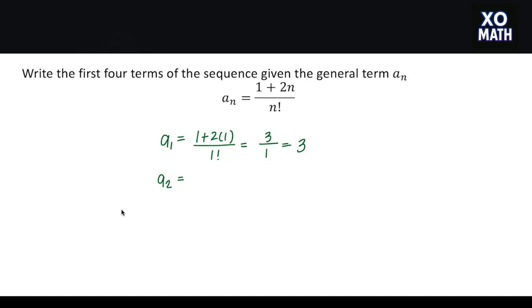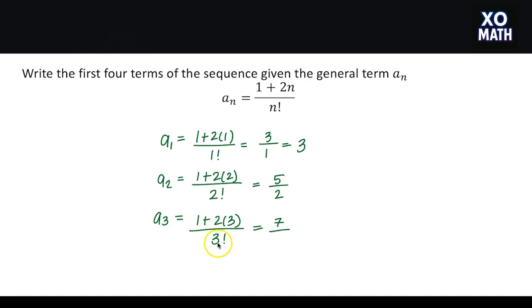Now a sub 2, we have 1 plus 2 times 2 over 2 factorial. So 2 times 2 is 4, plus 1 is 5. And 2 factorial is 2 times 1, so just 2. So we have 5 over 2. The third term in the sequence, a sub 3, is 1 plus 2 times 3 over 3 factorial. So 2 times 3 is 6, 6 plus 1 is 7. And now 3 factorial, that's 3 times 2 times 1. So that's 6, 7 over 6.